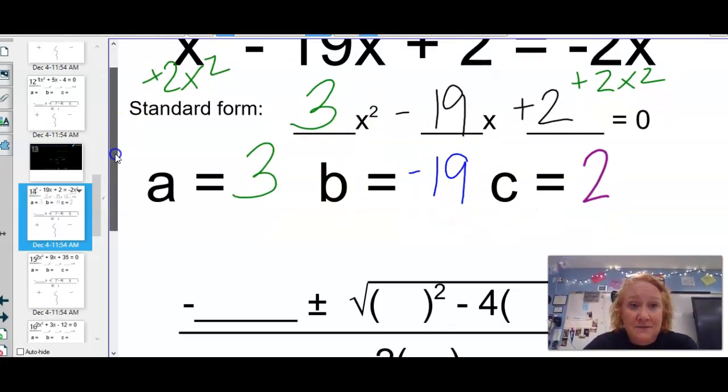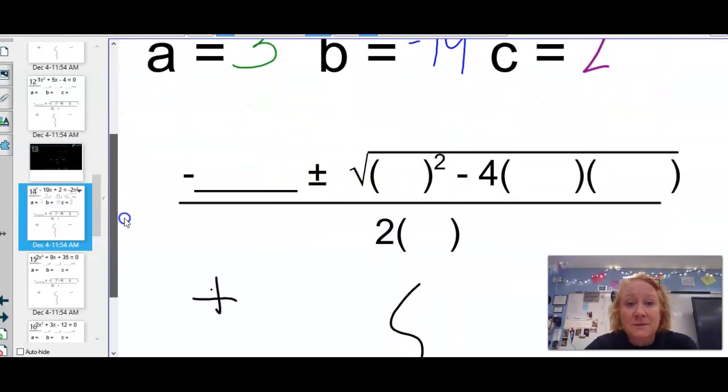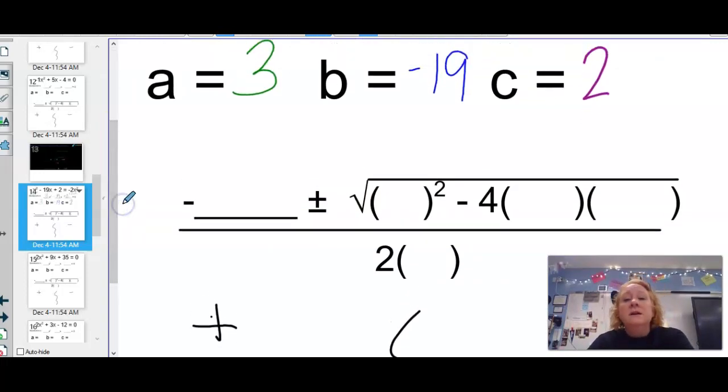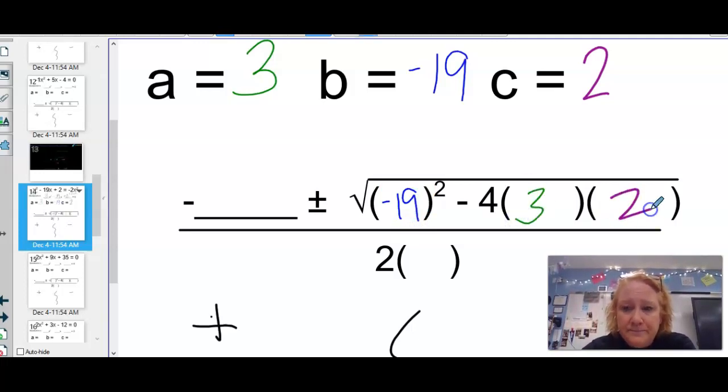Now I fill that into my formula: x equals negative b plus or minus the square root of b squared minus 4ac, all over 2a. I can fill it all in at the same time, or you could start the way I always do, with the b squared minus 4ac. So if I just do that little part, negative 19 squared minus 4ac. I'm going to do that part and then do the rest in a second.